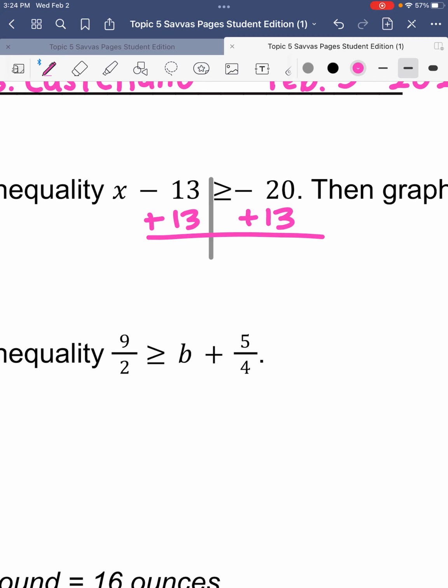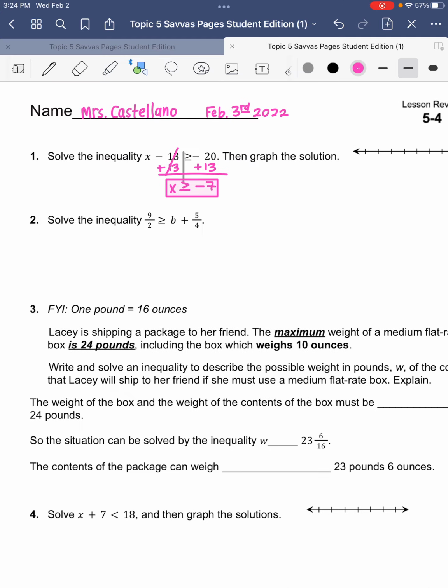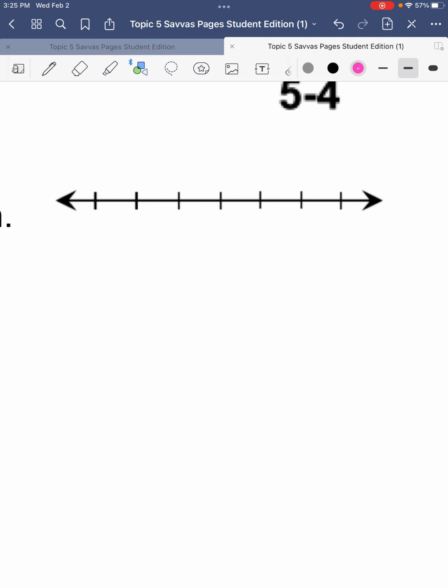So now on the side with the x, my 13s cancel out and I can bring my x down. So x, and I keep my same inequality sign, is greater than or equal to. Now on the other side, I have negative 20 plus 13, and whether you do that in your head or you use a calculator, you're going to get negative 7. x is greater than or equal to negative 7. That right there is our solution. And we're asked to graph that solution on a number line.